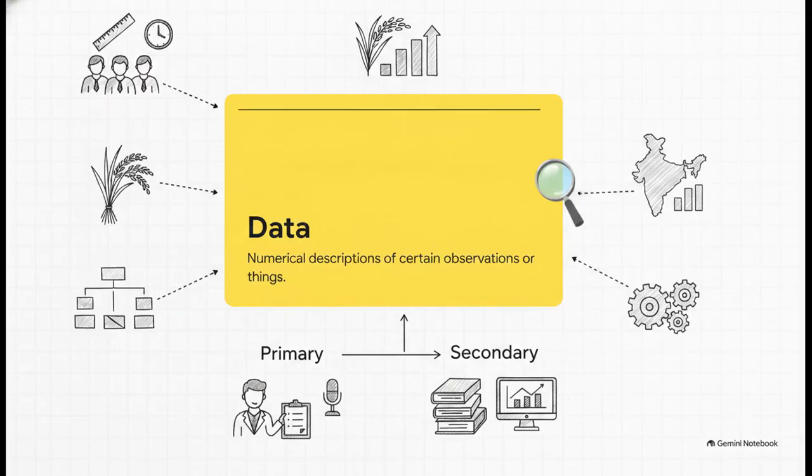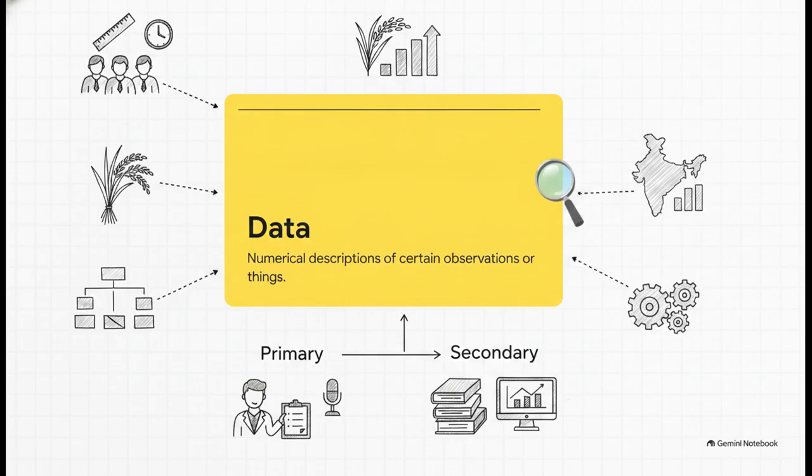So the formal definition is that data are the numerical descriptions of certain observations or things. Think about it like this. If we walked into a classroom right now and just jotted down the exact ages or maybe the heights of every single student in that room, the aggregate of all those numbers, that becomes our data.